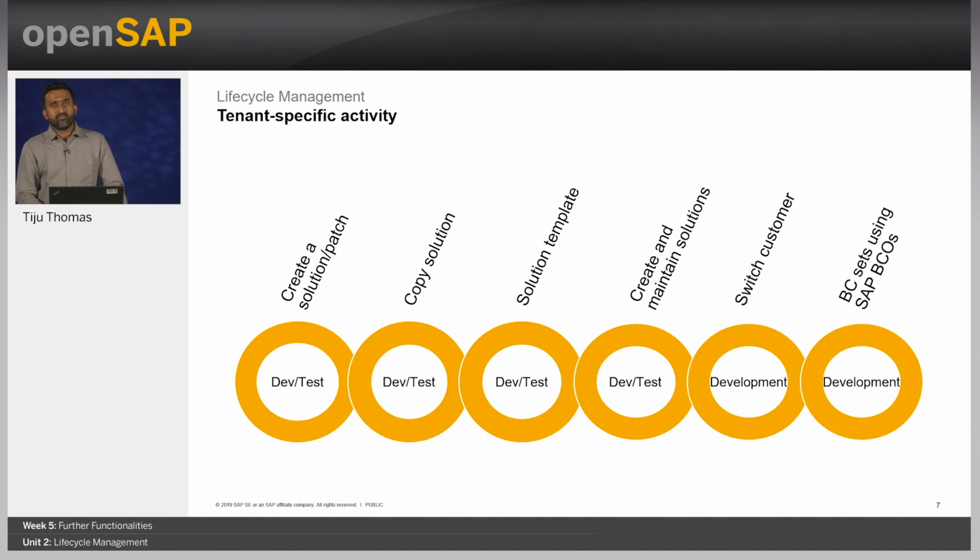Moving on, we have already seen a development tenant and test tenant in the earlier slides of this unit. Depending on the nature and role code of the tenant, certain activities are restricted on a test tenant. For example, switch customer and using SAP Business Configuration Objects, or BCO in other words, are not allowed in a test tenant, which you could easily make out from this illustration here. Whereas the other steps, creating a solution or copying a solution, importing a solution template, etc., could be done in both the development and test environment.